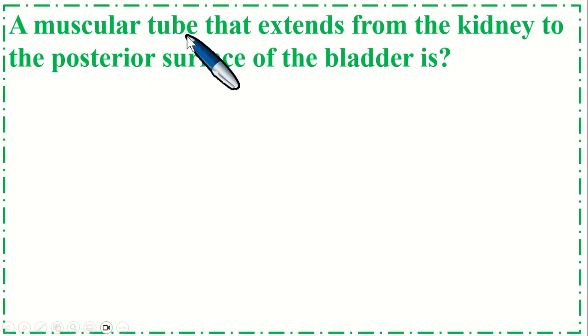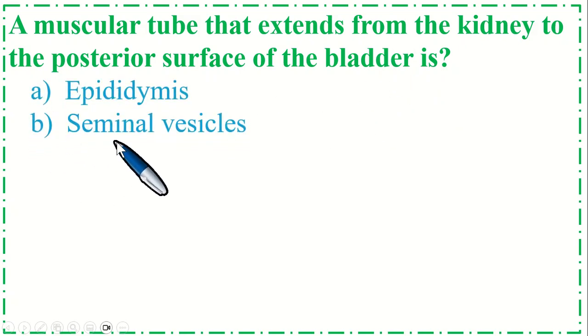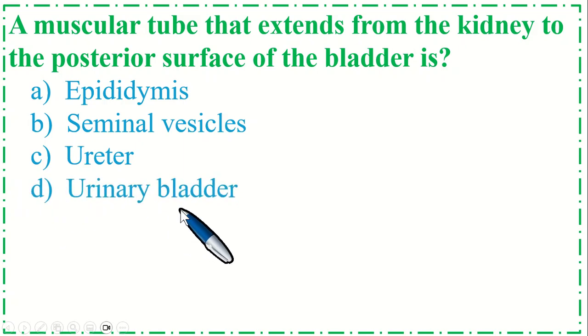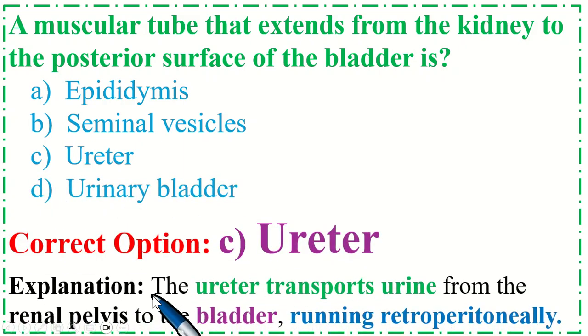A muscular tube that extends from the kidney to the posterior surface of the bladder is option A epididymis, B seminal vesicles, C ureter, and option D urinary bladder. So the correct option is C ureter. The ureter transports urine from the renal pelvis to the bladder, running retroperitoneally.